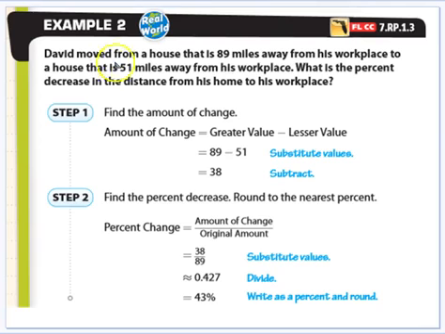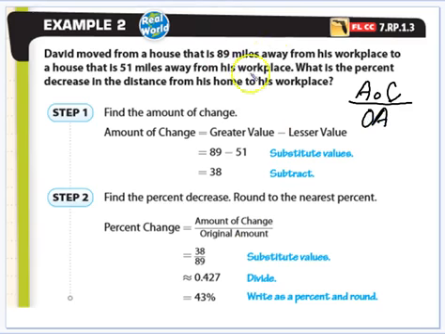Look, the only difference between an increase and a decrease will have the bigger number be first. So David moved from a house that is 89 miles away from his workplace to a house that is 51 miles away from his workplace. What is the percent decrease in the distance from his home to his workplace? We still do the same thing. It's still going to be AOC over OA. Like you see right here.